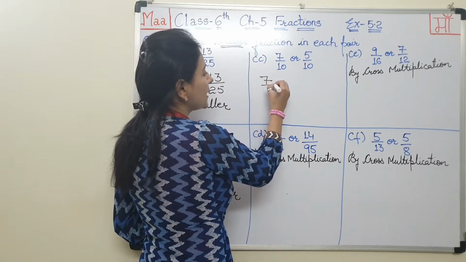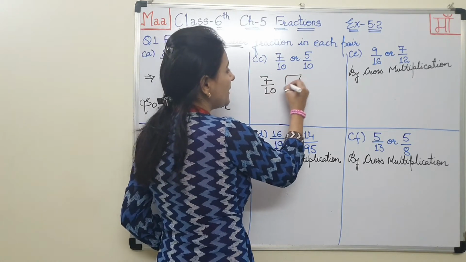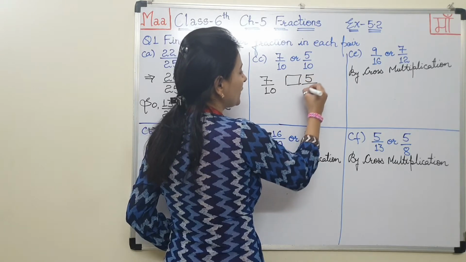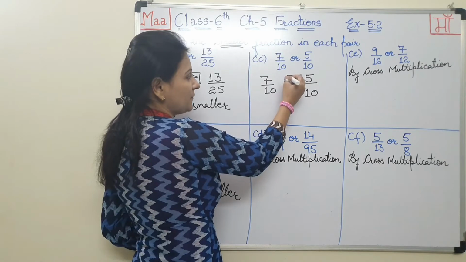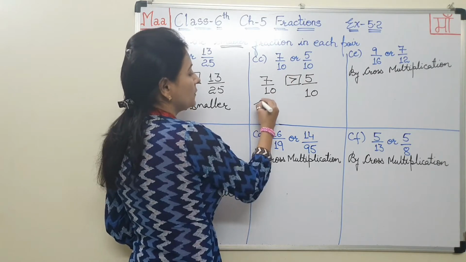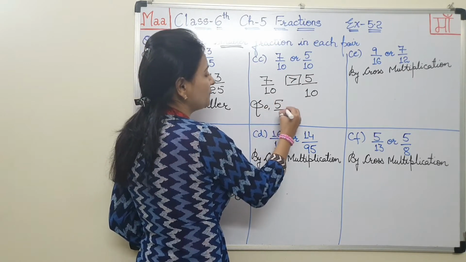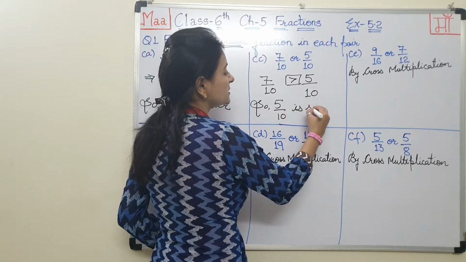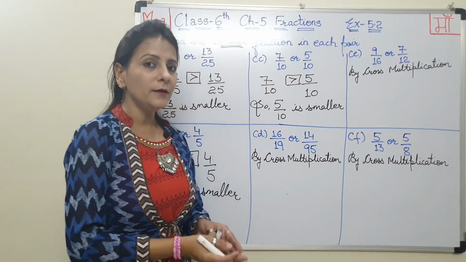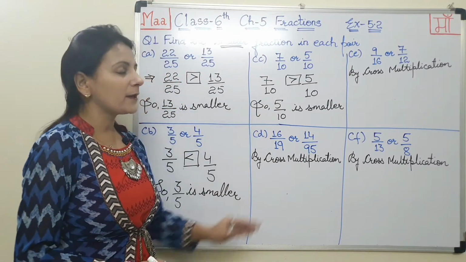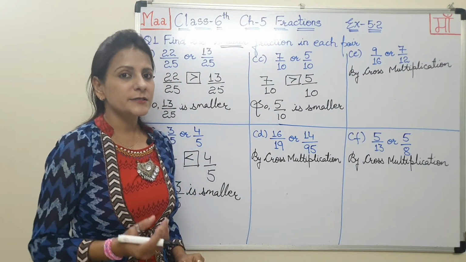Similarly part C, here also the denominators are equal. So the denominators are equal, that means it is a like fraction. So in like fractions the numerators will be compared. So from 7 and 5 the greater number is 7. So the smaller is 5 upon 10. So this is how to find out the smaller fraction from the given pair if the denominators are similar.